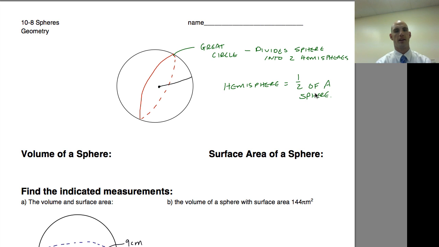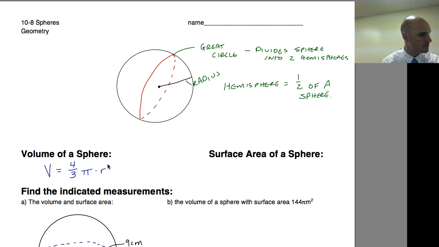Other things we need to talk about in conjunction with spheres. This here is called the radius. It goes from the center to the outside. And also we need to talk about the volume and the surface area of this sphere. We have formulas for these as well. And the volume of a sphere is equal to 4/3 times pi times radius cubed.